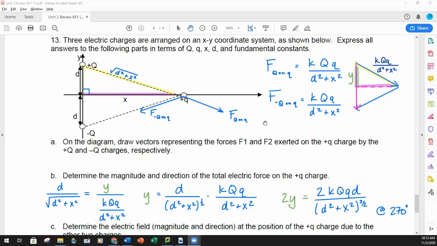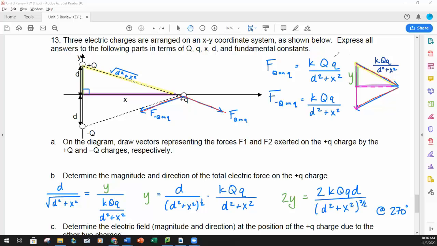Okay, then part B says, determine the magnitude and direction of the total electric force on the plus Q charge. So what I'm going to do next is add these vectors head to tail. Vectors, we love them. So I've got this F of Q on q, and I've drawn it up in the upper right. And then I've got this F of negative Q on q, and I add them head to tail. And the resultant goes straight down, and I'm going to use that in a moment.